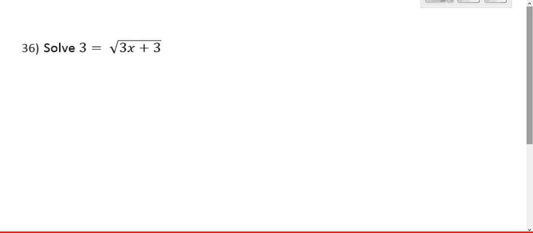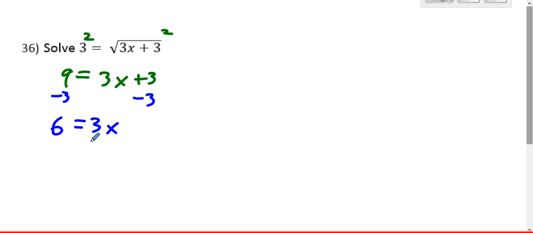Another one, pretty much the same. This one's a little bit easier. Isolate the square root. Square both sides. So we just get 9 equals 3x plus 3. So subtract the 3. So we get 6 equals 3x. Divide. You get x equals 2.